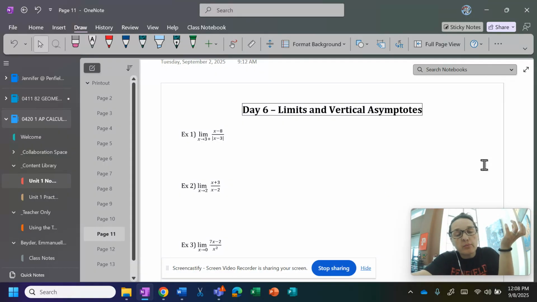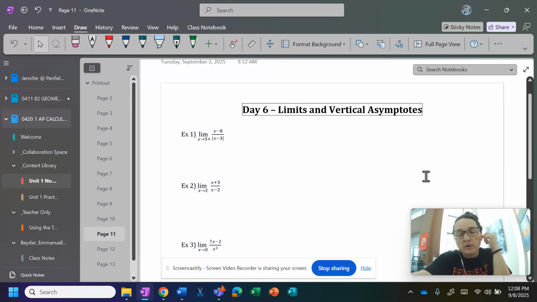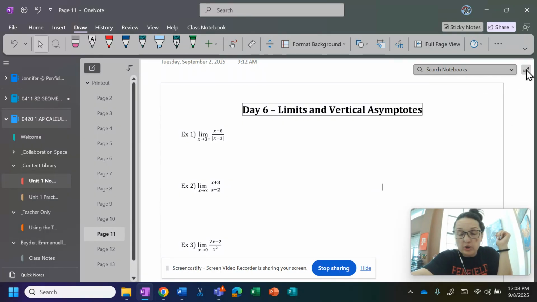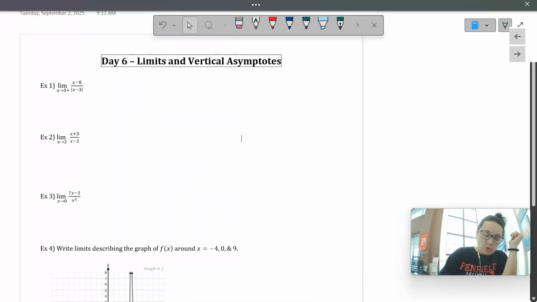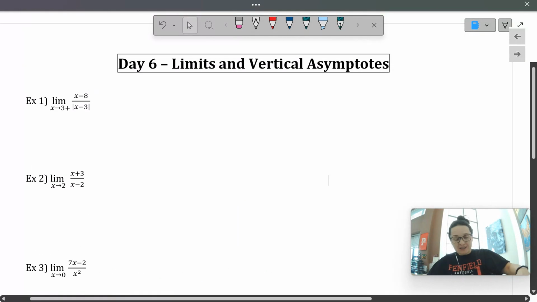So today we're going to talk about vertical asymptotes, but I'm kind of giving away the game here and telling you what you're going to see before you see it. So, there you go, I've ruined the surprise. But really, we are going to talk about vertical asymptotes and how they relate to limits.